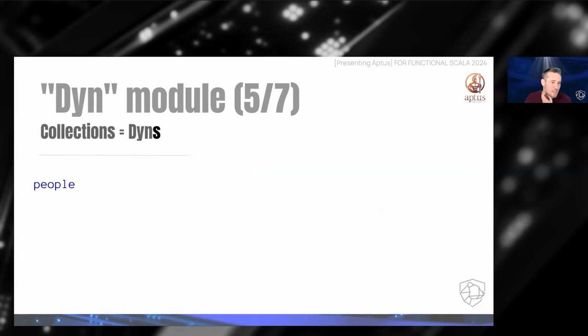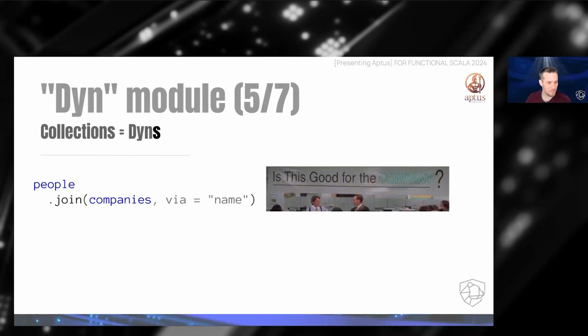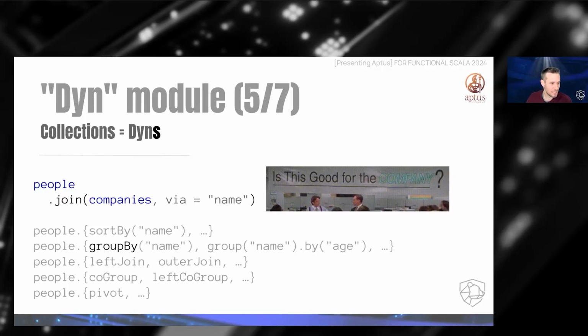Let's look at things you can do with a collection of din or dins. So say you have a set of people like we had earlier, and you want to join companies with them. So you want to know who works where, basically. If they share one field only called name, you won't even have to put the via name. It'll obviously come with a lot of other operations like this. I only put group by in black because that's the only one that I put in the little snapshot. But all these operations are already implemented with Gallia, so it's relatively easy for me to extract them and reuse them for din. So it's not like I'm starting from scratch here.